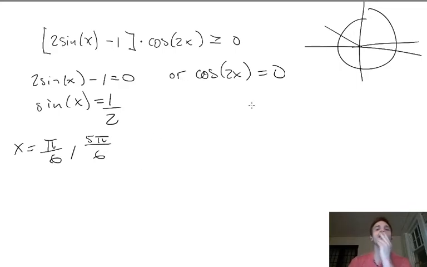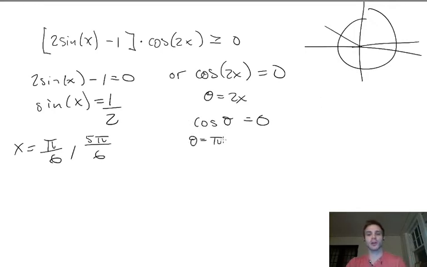Okay, and then for the other one, cosine of 2x equals 0, let's do a substitution. Let theta equal 2x, and then we'll ask the same question about theta. Cosine of theta, where does that equal 0? Cosine of theta equals 0 at pi over 2 and 3 pi over 2. Or, rather than that, let's say pi over 2 plus k pi. Let's leave it like that for now.